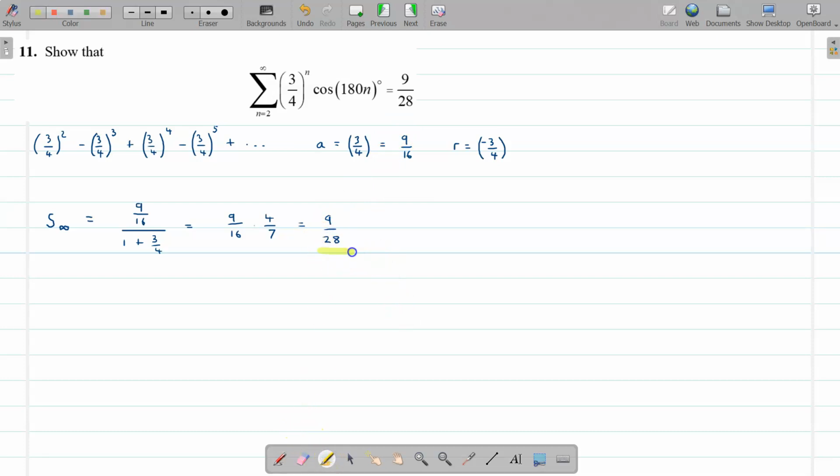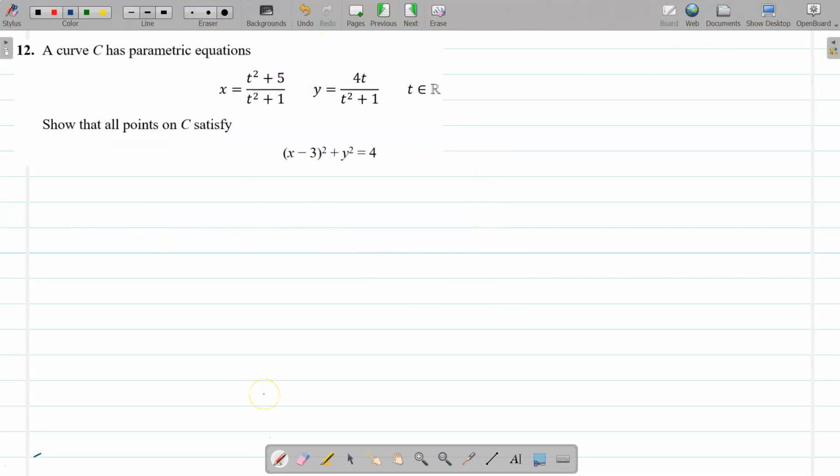Okay, so it helps there just to map out what the series would look like. Next question. Question 12, all about parametrics, and often with these there's lots of different ways of doing it. My approach was as follows.